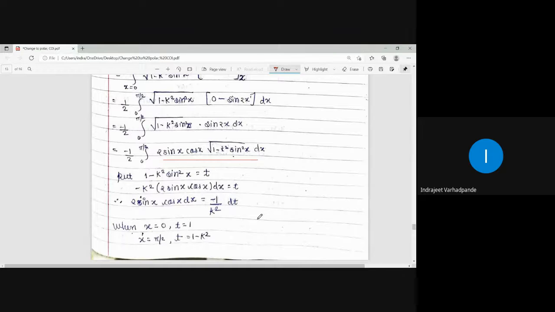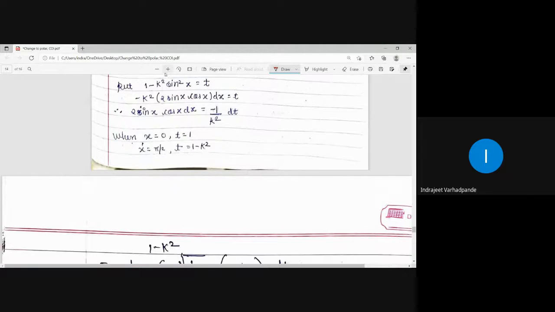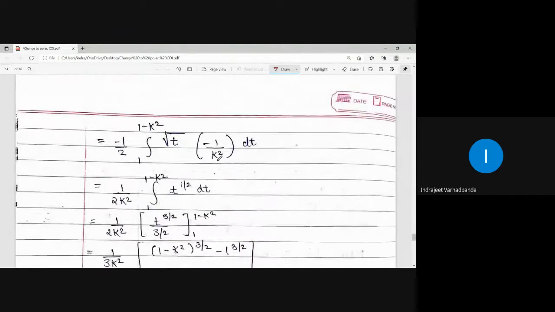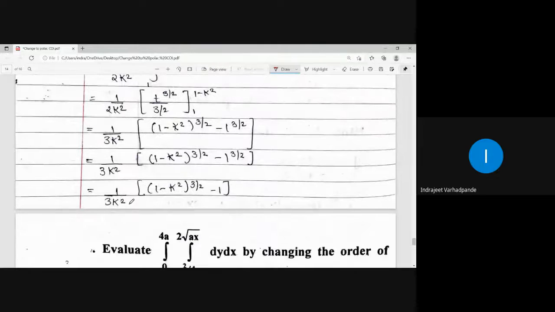Use the substitution over here to remove the square root sign. 1 minus k square sin square x equal to t. Simplify, find the derivative, change the limits appropriately. After that you will be simplifying and your answer comes out to be 1 upon 3 k square into (1 minus k square) to the power 3 by 2 minus 1. Or, if you look, the minus is outside, so 1 minus will be the bracket. That is how the simplification is done to get the final answer.